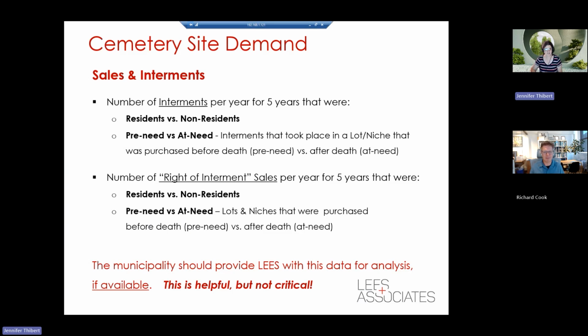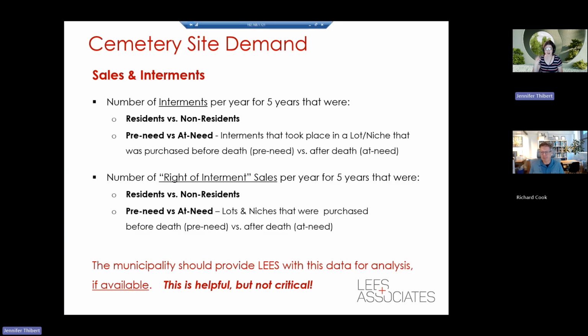Similarly with sales, when someone purchases a lot, ideally we would know how many were residents and how many were non-residents, and then how many of those were purchased before death and how many were purchased after death. So this information should be provided to leads for analysis if it is available. It is very helpful to us, but it is not critical.